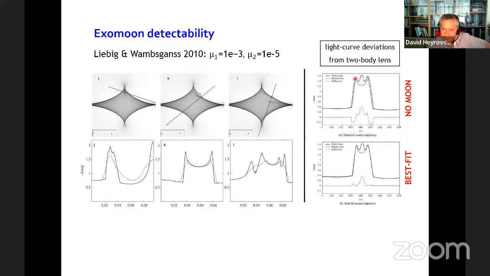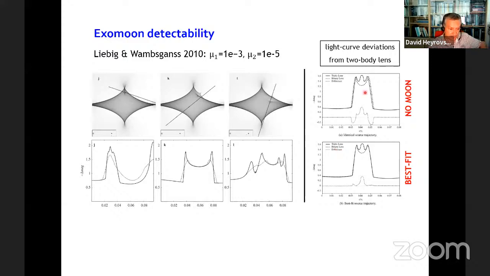So this solid curve is the light curve with the moon, and the dashed curve is the same system, just where you ignored the moon, so you don't have the moon there. So you can see the dashed curve looks different, and the deviation curve shows something fairly prominent, where the deviation goes to plus minus 0.3 magnitudes. That's not too bad.